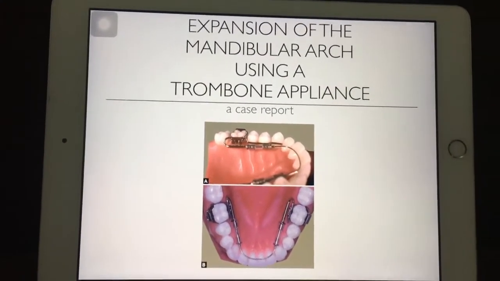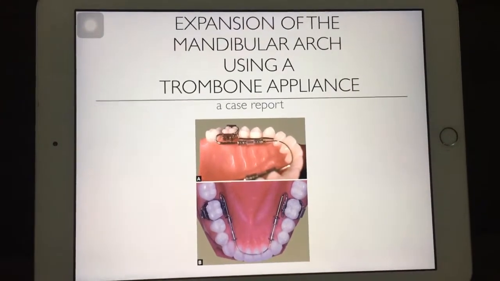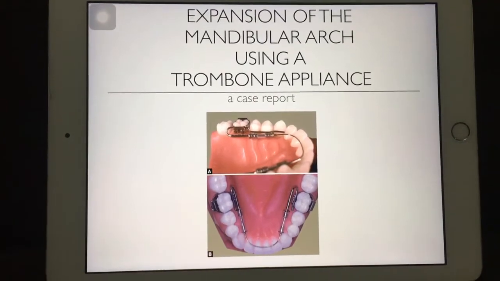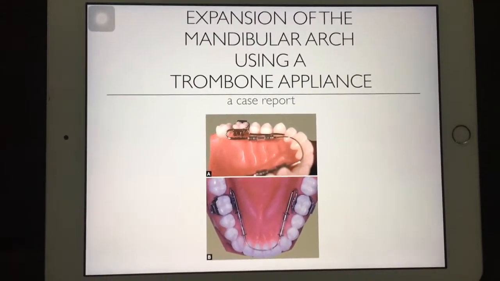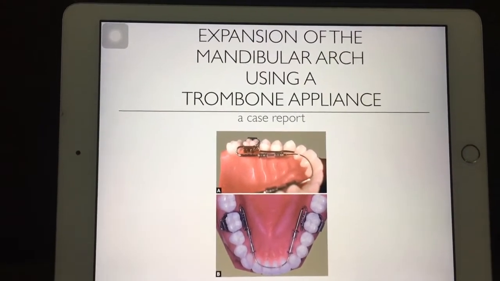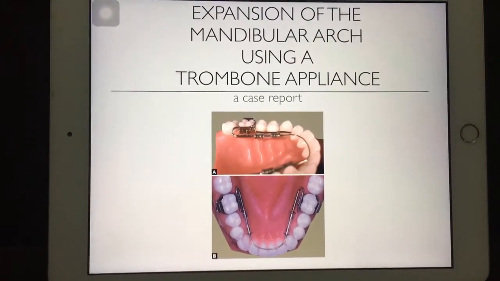Expansion of the mandibular arch using a trombone appliance. So in orthodontics, arch expansion is one of the methods of gaining space. So this trombone appliance naman is a type of mandibular expander which is not typically used but offers a lot of benefit. So let's find out why and learn more about this appliance.